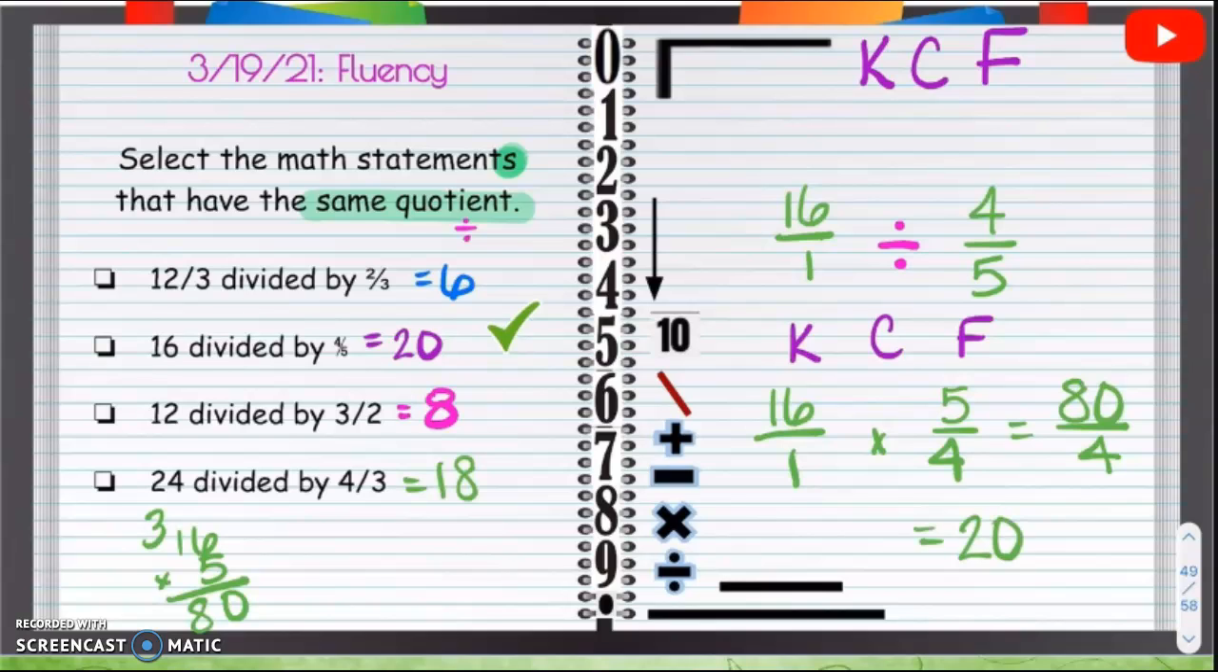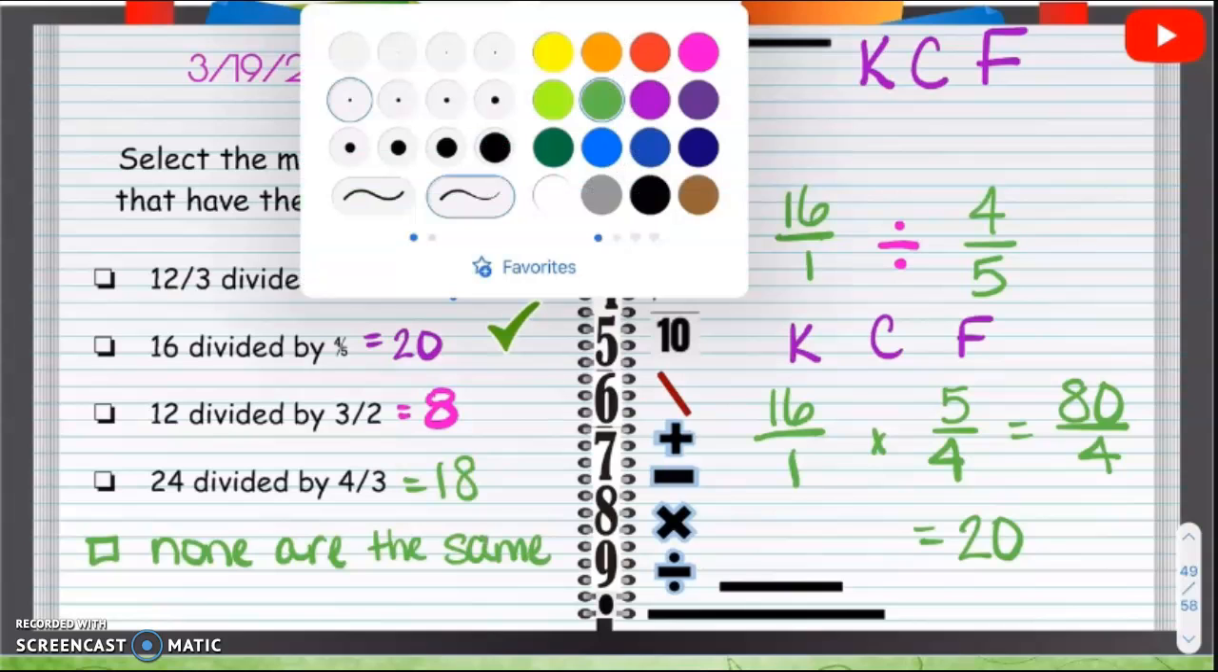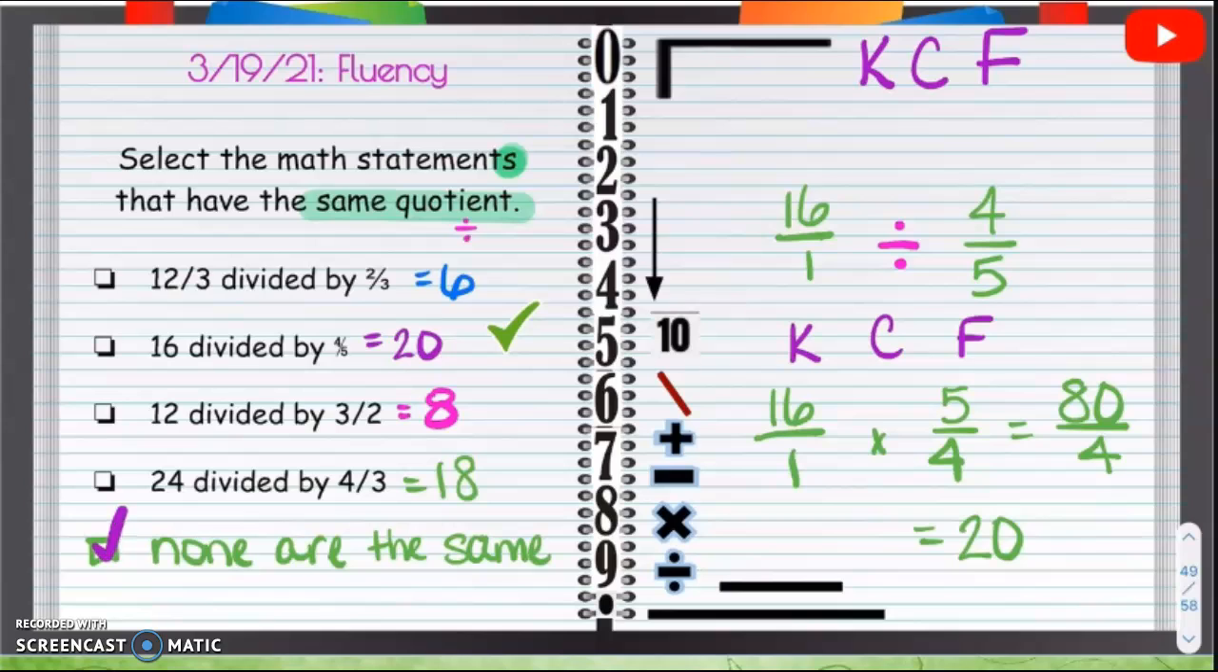Yeah, we're correct. All right, so in this case, we're just going to put none. I'm going to make a box here and we're going to put none are the same. Alrighty, so the box that you are going to check is going to be the one that says none are the same. And that's going to be it for our fluency. Great job.